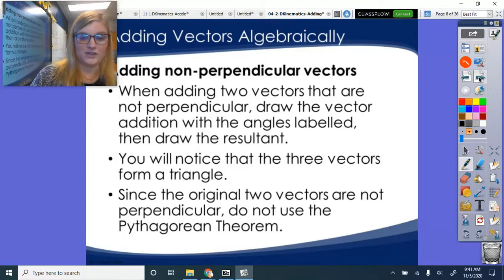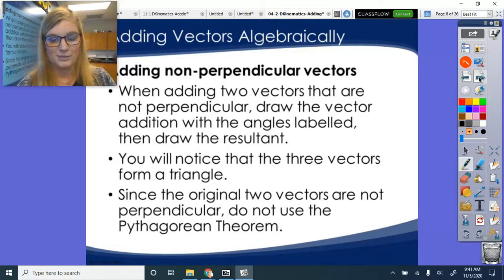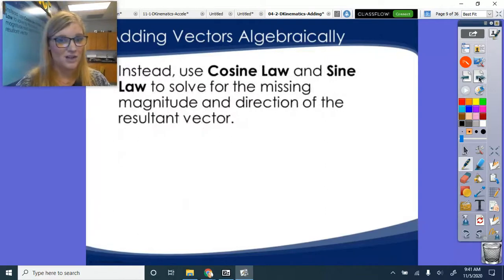Since the original two vectors are not perpendicular, we can't use the Pythagorean theorem, so we're going to be using our law of sines and our law of cosines. So please make sure if you don't have those written down, you go back to the trig video and get those written down. And we need to solve for the missing magnitude and the direction of that resultant.